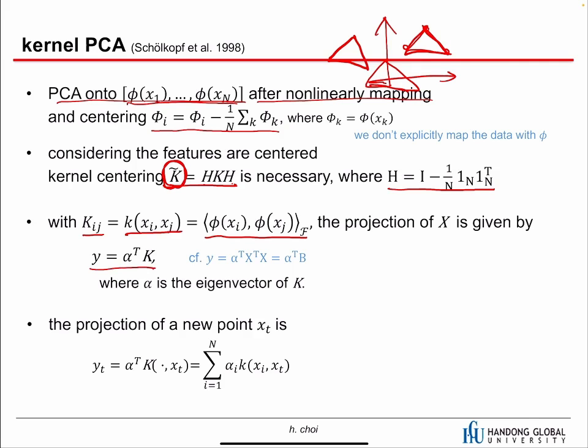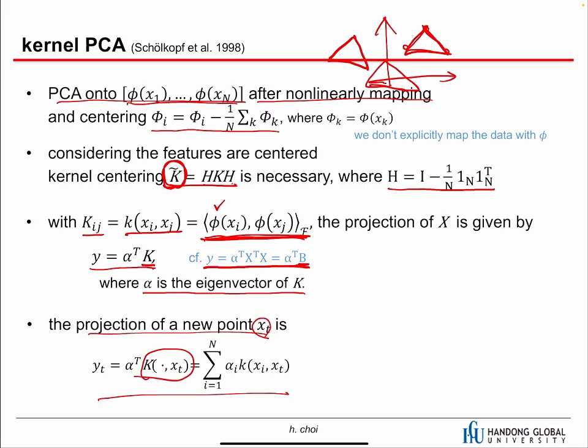In the previous slide we talked about this one, and B is the inner product matrix in the data space. Now K is the inner product matrix in the feature space. That's the only difference. And again, in the kernel trick, we don't have to define the function phi. Again, alpha is the eigenvector of K. It's basically the same thing as in the previous slide. And the projection of a new point x_t is given by this. So instead of B, we use K here.